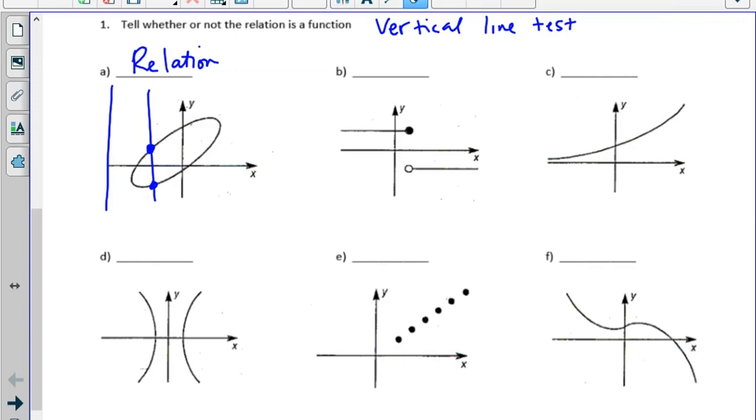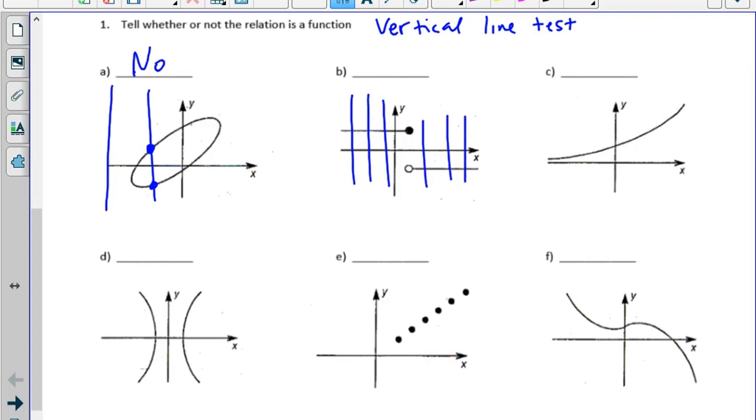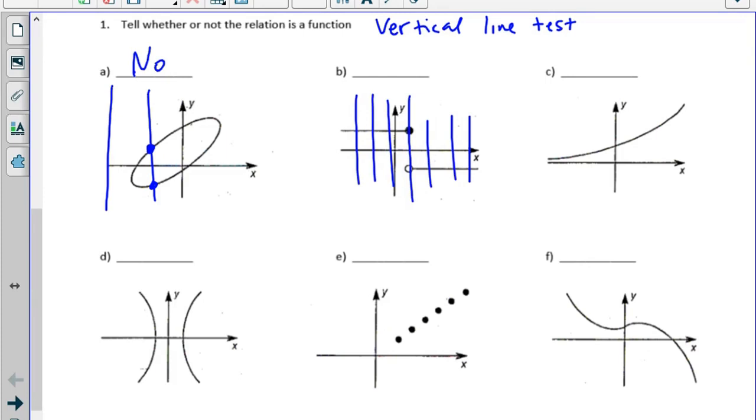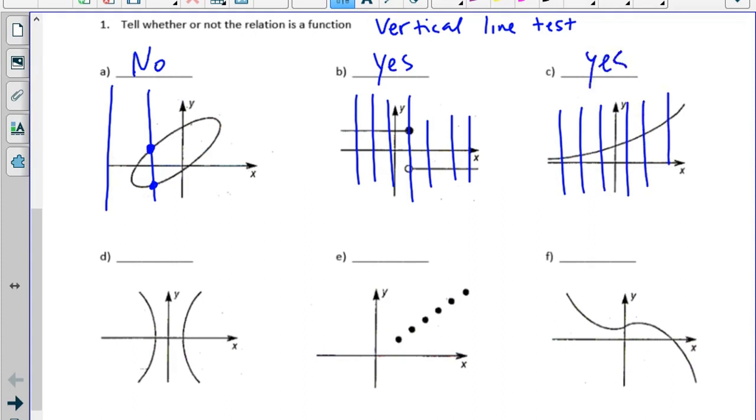I should probably write yes or no instead of that because all of these are going to be relations. Yes, yes, yes, yes, yes, yes. What about here? Sorry, what about in that spot? That's also a yes because only one of those is filled in. So that is a function. Yes, yes, yes, yes, yes, yes. So that's a yes. Looking here, that's a no. Looking here, this is a yes.